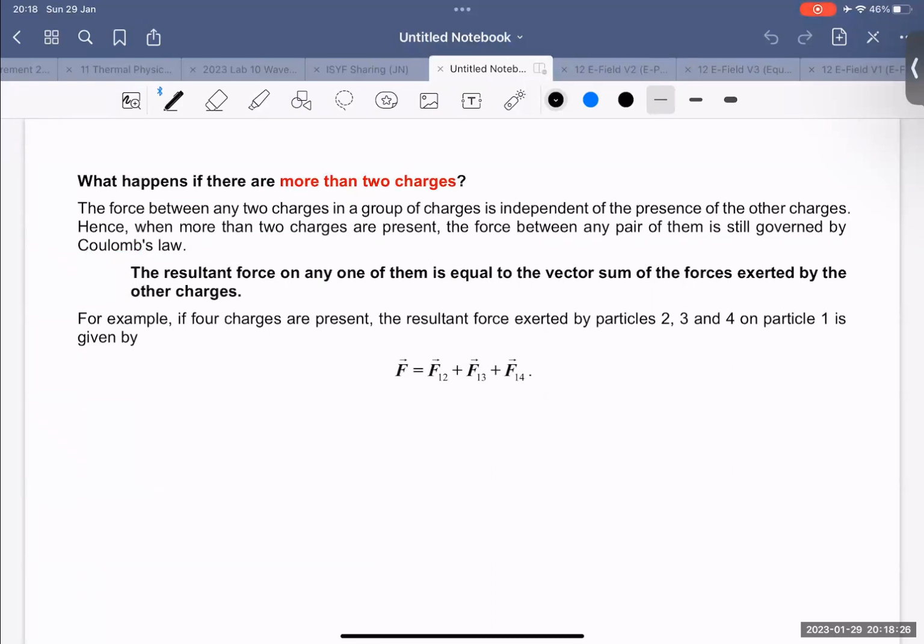The resultant force on any one of them is equal to the vector sum of the forces exerted by the other charges. So you can find the force between two charges using Coulomb's law, and then after that, you just add all the forces vectorially.